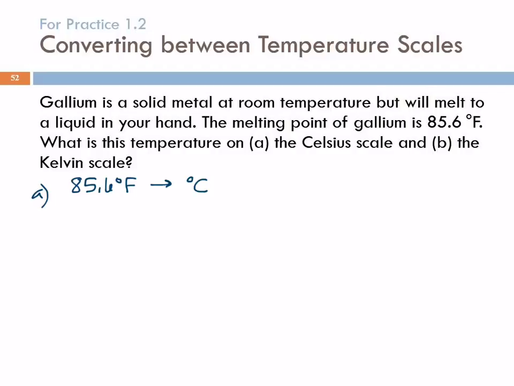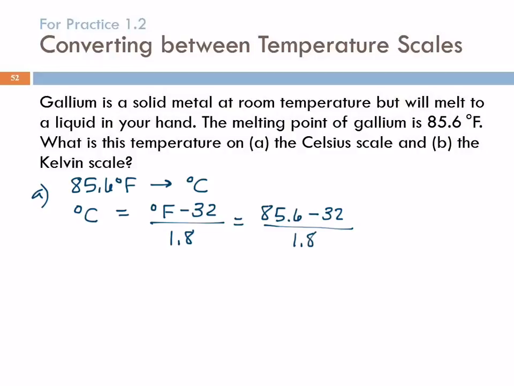This is a conversion between units that requires an equation. So you would look the equation up or figure it out like I just showed you. The Celsius temperature equals the Fahrenheit temperature minus 32 divided by 1.8. That's the equation given in the book. Then we're going to take our Fahrenheit temperature, 85.6 minus 32, divide by 1.8.